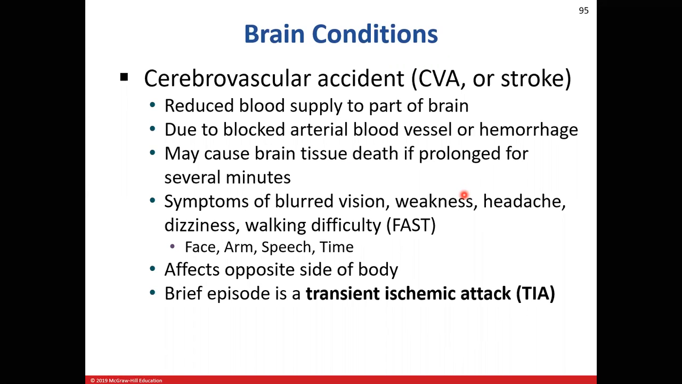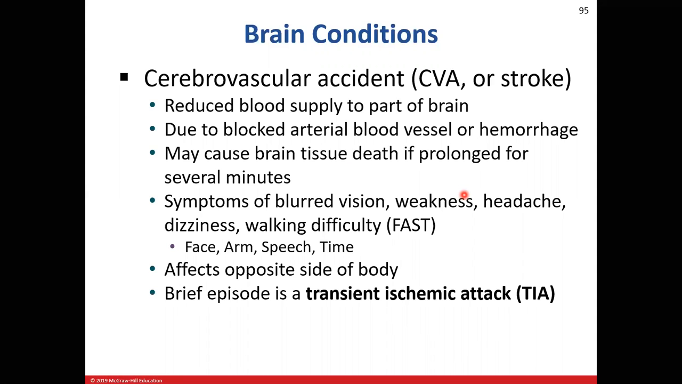We also have a cerebrovascular accident, or CVA. Now, this is not a traumatic type of injury. This is what we typically think of when we talk about a stroke. It basically is a reduction in the blood supply to part of the brain. And very often, it's because there is some sort of blocked arterial blood vessel or a hemorrhage. Oftentimes, it's because of a blood clot that just gets stuck in one of the arteries.